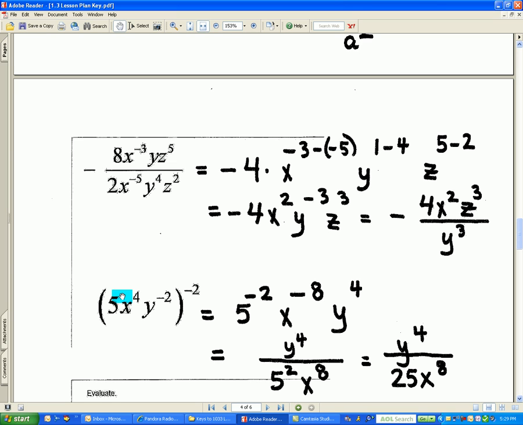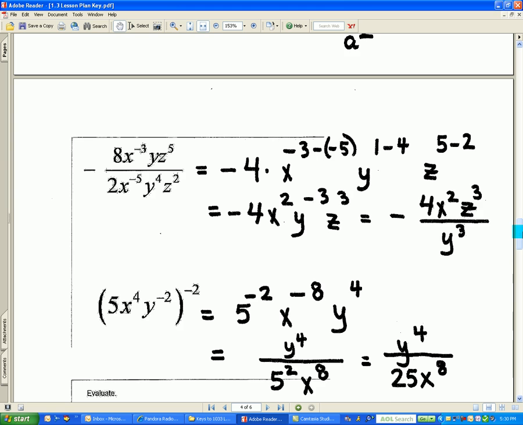Now here's what's going to happen. All right? Every time, and think about laws of exponents, when you have a power on the inside and you have a power on the outside, you leave the base alone and you multiply powers. So the 5 stays the same. 1 times negative 2 becomes negative 2. The x stays the same. The base is unchanged. 4, however, times negative 2 is negative 8. And on the y, negative 2 times negative 2 is a positive 4.